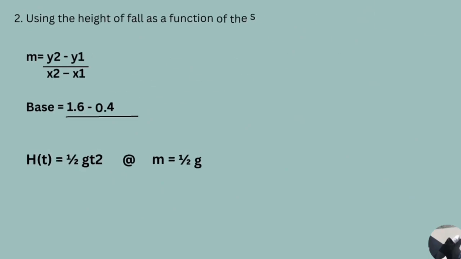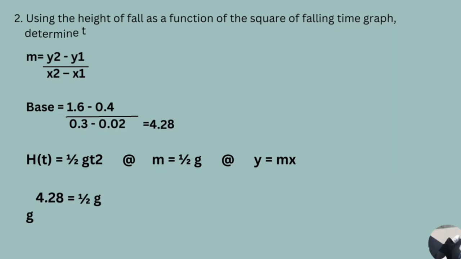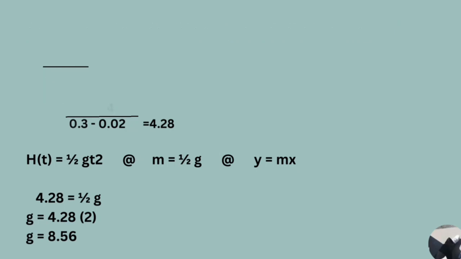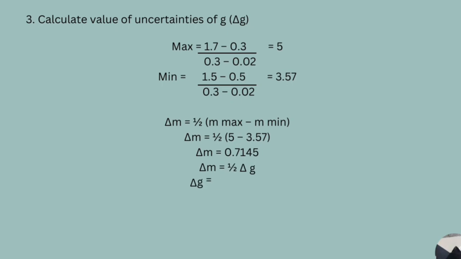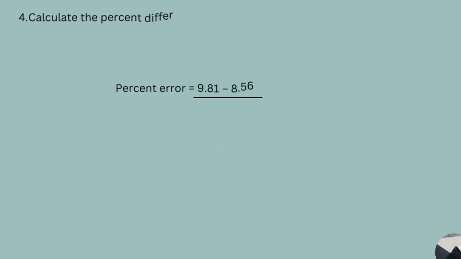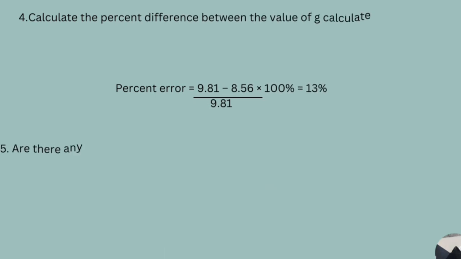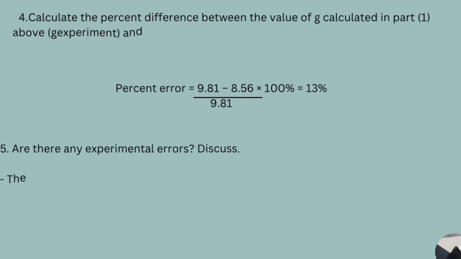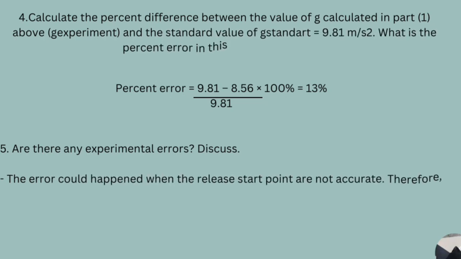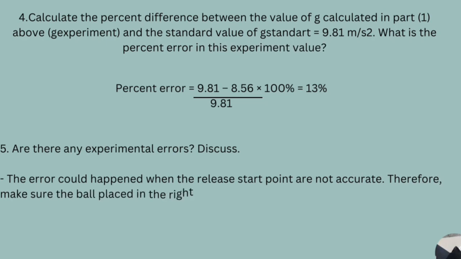Using the graph of height of fall as a function of the square of falling time, determine the gradient or slope of the graph and calculate the value of g. Number 3. Calculate the value of uncertainty of g. Number 4. Calculate the percent difference between the value of g calculated in part 1, g experiment, and the standard value of g standard, 9.81 m/s squared, and this is the percent error of the experiment value.